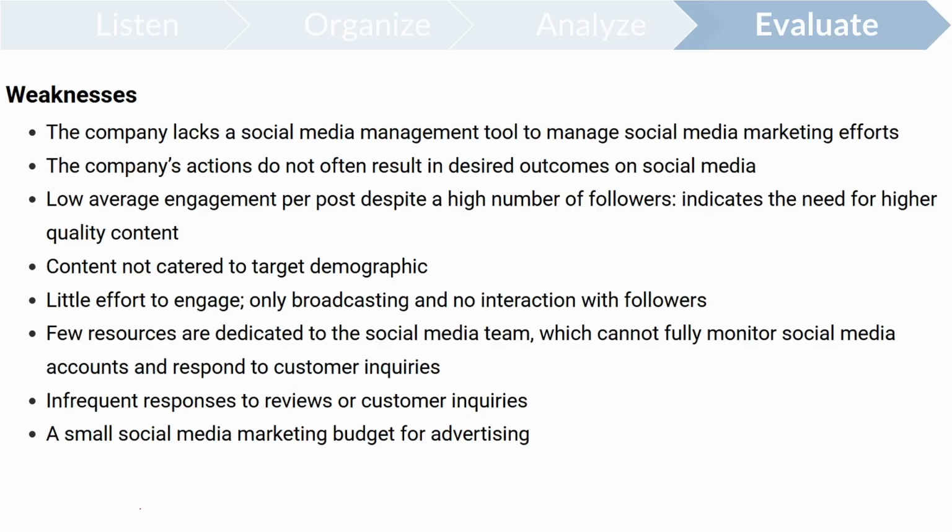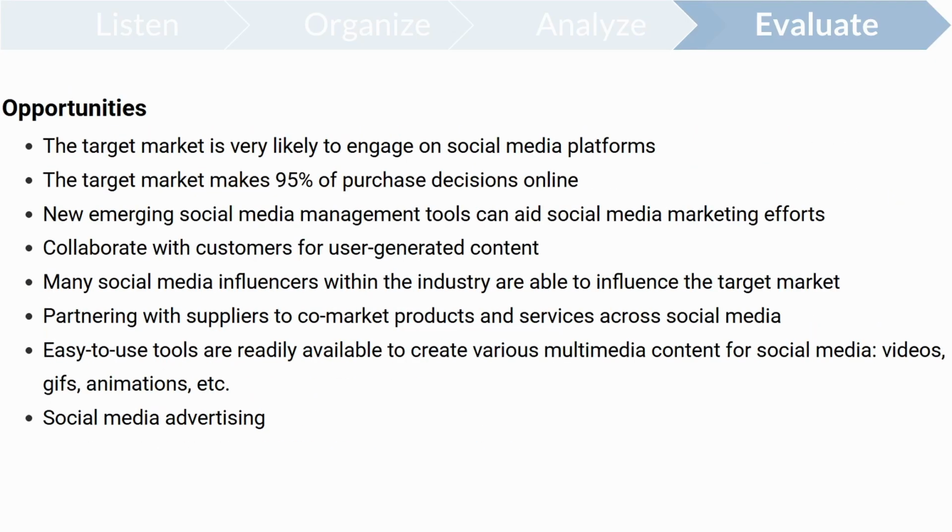Okay. Weakness goes hand in hand. It's also something we can adjust. It's an internal weakness. Okay. Company lacks a social media management tool to manage social media marketing efforts. Guess what? We can create these, we can buy these, we can get these. Company's actions do not often result in the desired outcome on social media. Guess what? We can fine tune our actions. Content not catered to a target demographic. That's our problem. That's our us problem. Guess what? We can work towards it and then get a check mark at the end. That's something we can do and adjust. That's a weakness, internal.